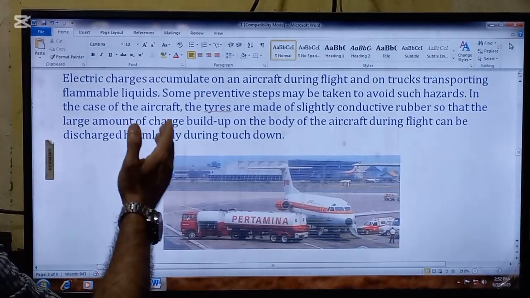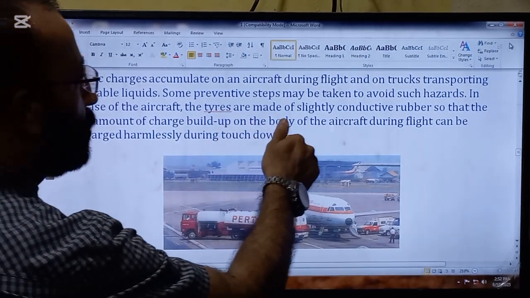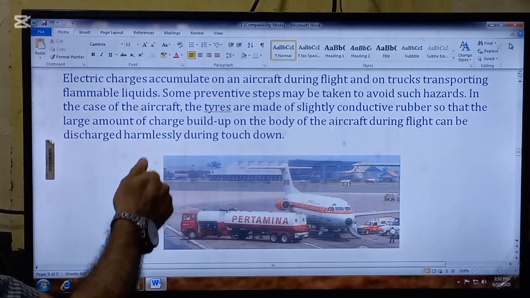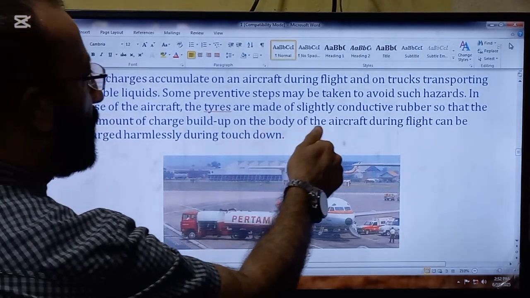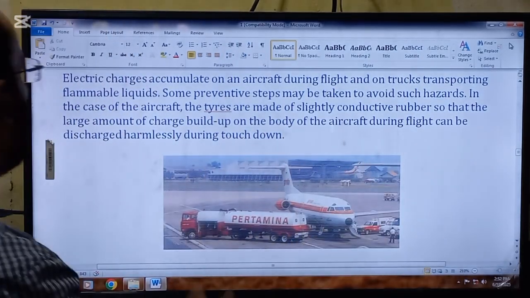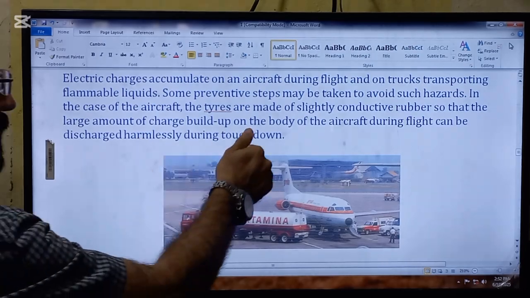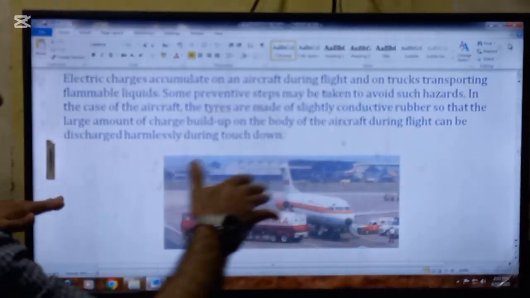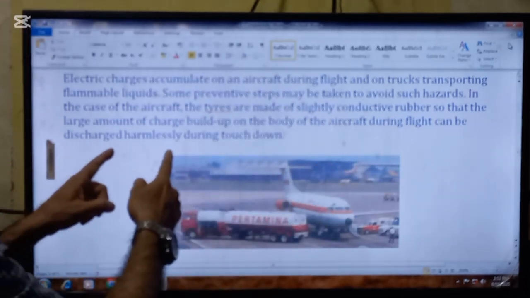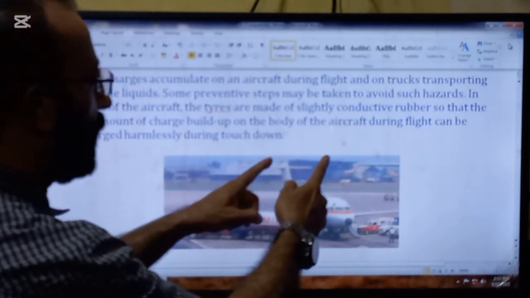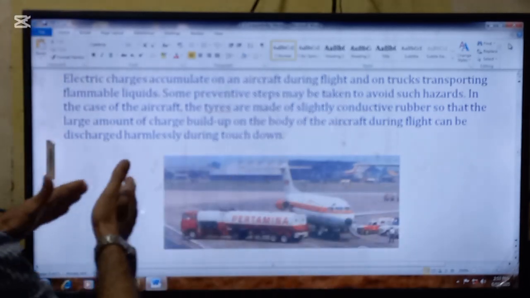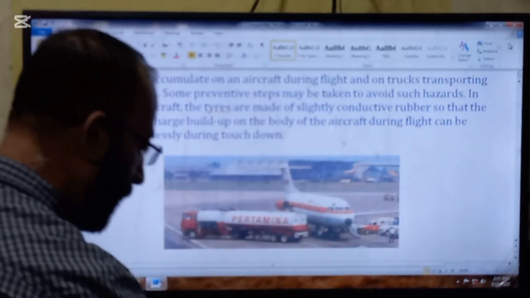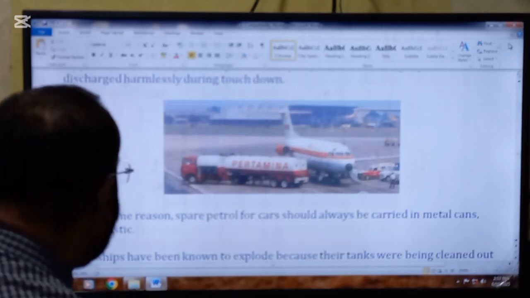Electric charges accumulate on an aircraft during the flight and on trucks transporting flammable liquids. Some preventive steps may be taken to avoid such hazards. In the case of the aircraft, the tires are made of slightly conductive rubber, so that the large amount of charge built up on the body of the aircraft during flight can be discharged harmlessly during the touchdown. So this is the technique which is used in aeroplanes.